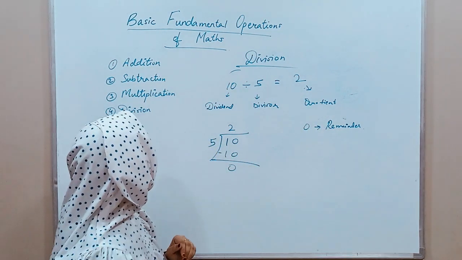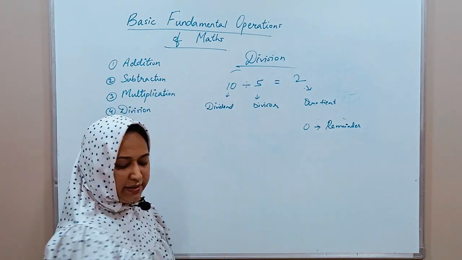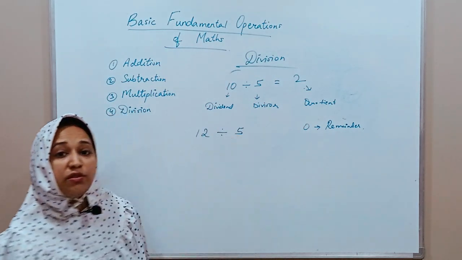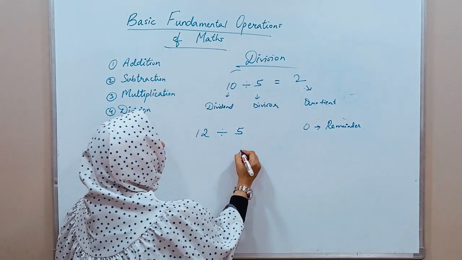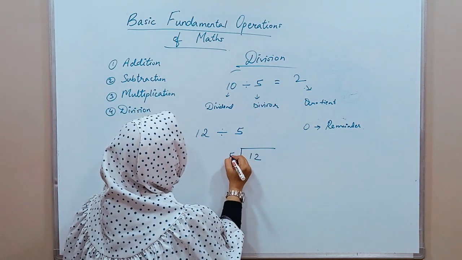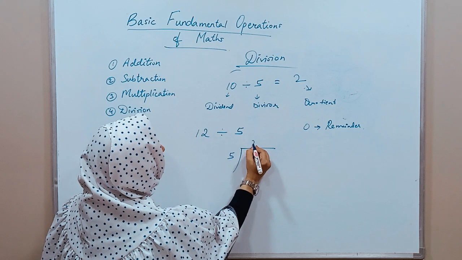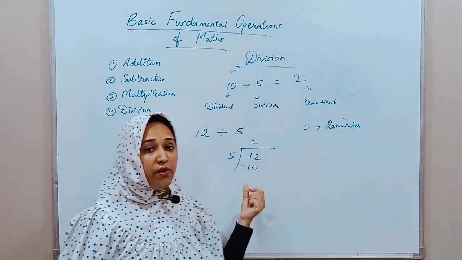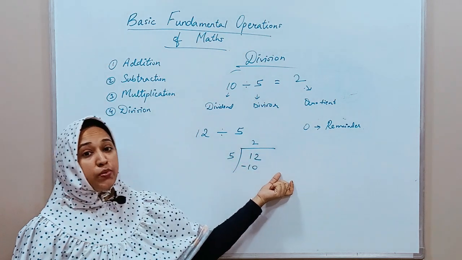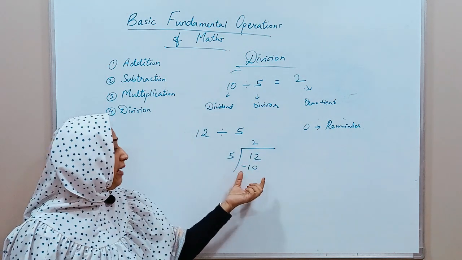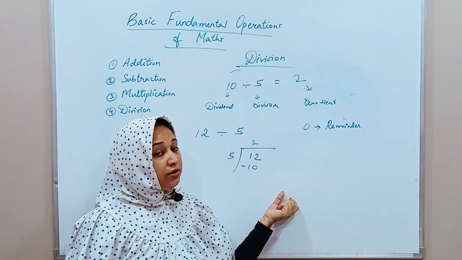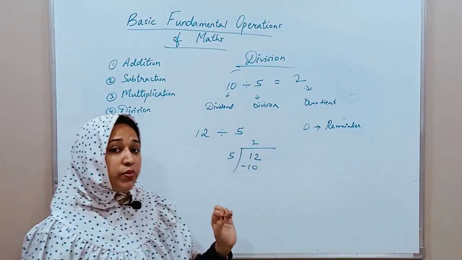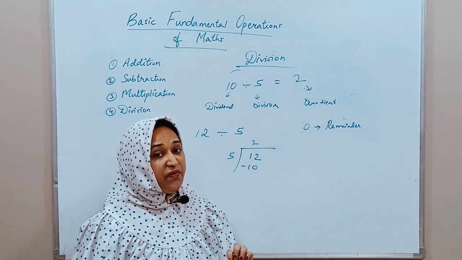Now let us consider an example, say 12 divided by 5. We know that 12 is not a multiple of 5. So writing 12 inside and 5, the divisor, outside, 5 2s is 10. You have to take the multiple of 5 which is nearest to 12 and smaller than 12. So 10 is nearest to 12 and smaller than 12. If I take 5 3s are 15, 15 is also near to 12 but it is greater than 12. So we cannot take 15.